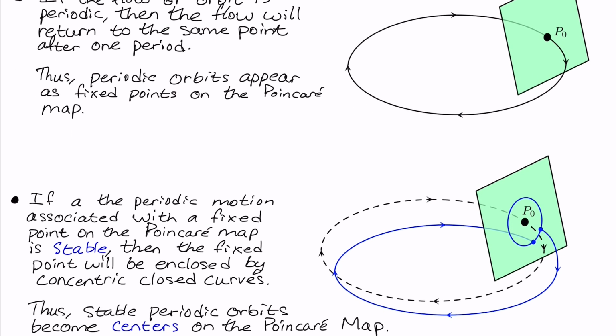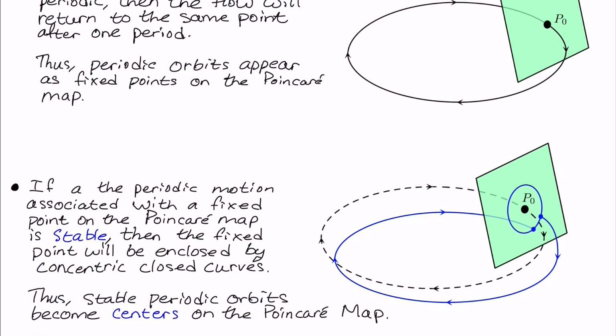If the periodic motion associated with a fixed point on the Poincare map is stable, then the fixed point will be enclosed by concentric closed curves. And as a result, stable periodic orbits become centers on the Poincare map. And so you can see in the diagram here, in the dashed black line, we have our periodic orbit intersecting at P0, and then some type of orbit that is close to that periodic orbit.